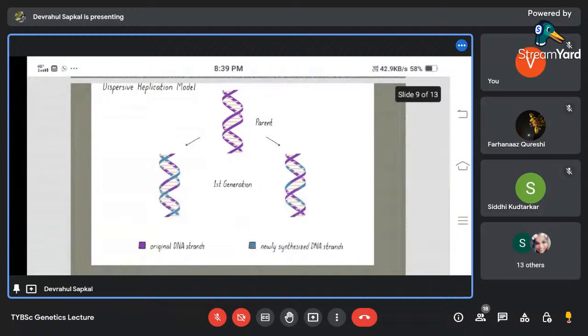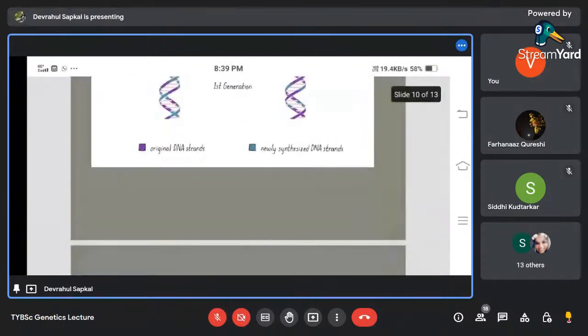As you can see, when parental DNA gets replicated in the first generation, some part of it has a parental portion and some part of it has a totally newly synthesized strand. So it's like a combination of parental and newly synthesized DNA strand.